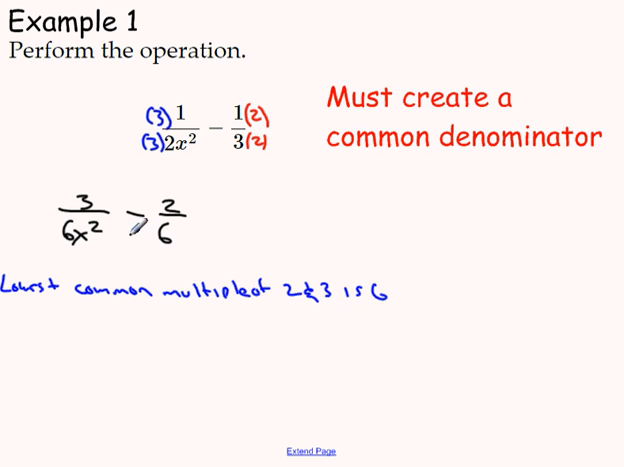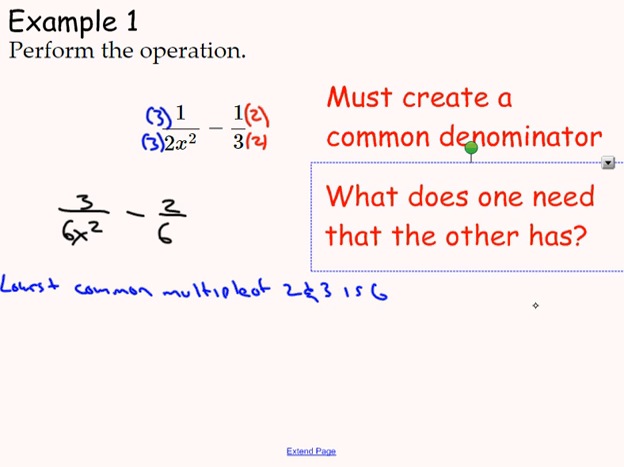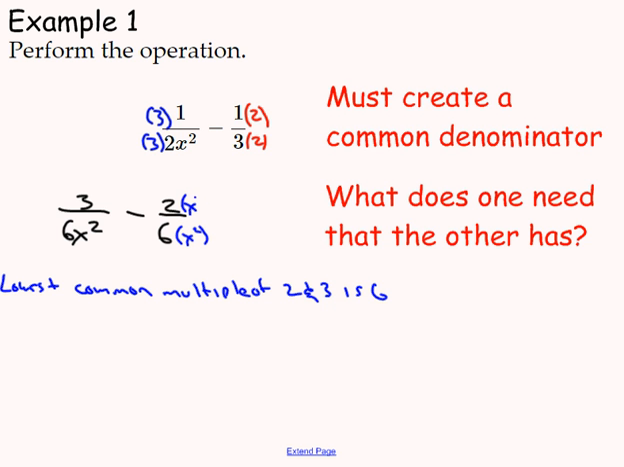So they both have that 6 in the denominator. But this one has an x squared. So what does one need that the other has? Well, this one needs an x squared. This one has an x squared, so I need to multiply again. This time, though, I need to multiply this by x squared, and I need to do the same thing on the top. Doing that will give me the same denominator.